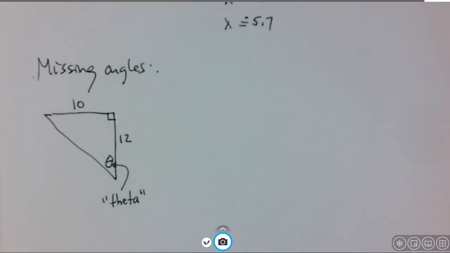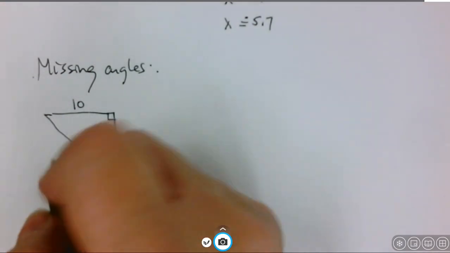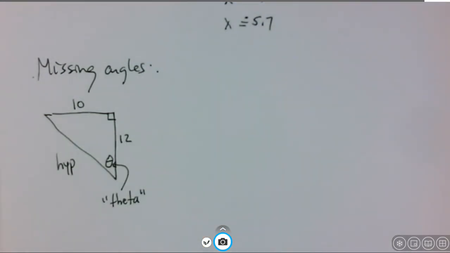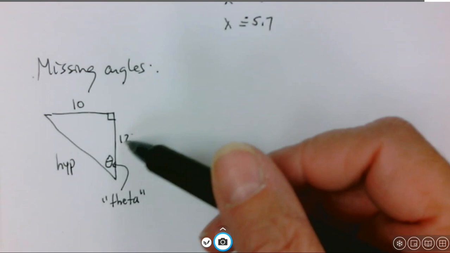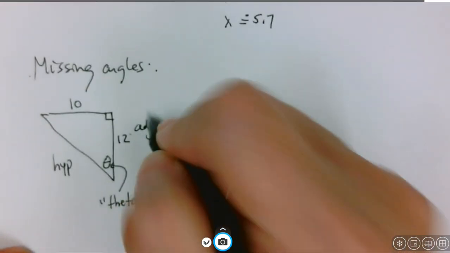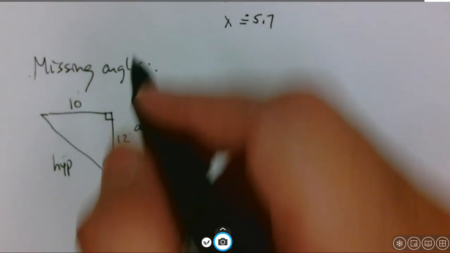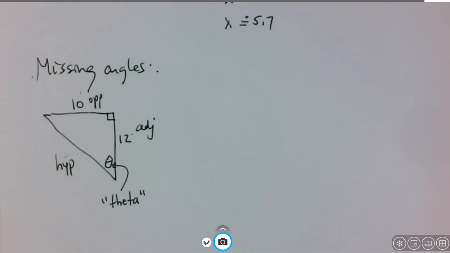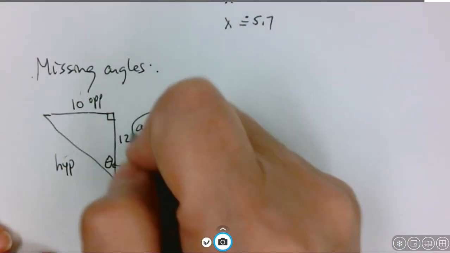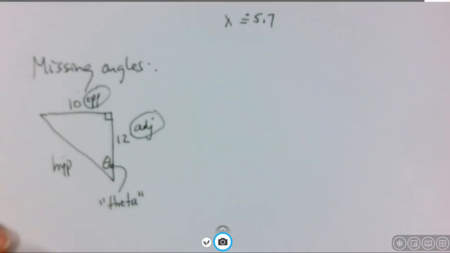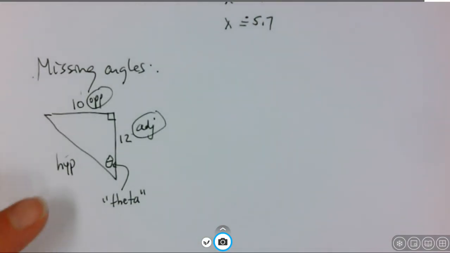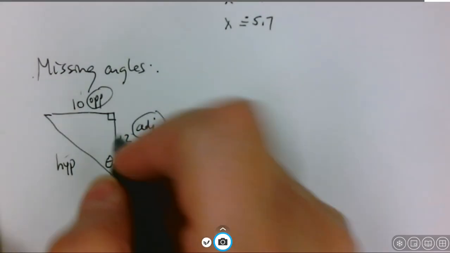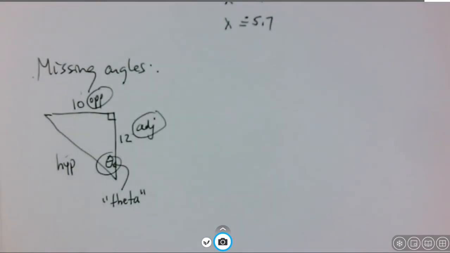I'm going to label the sides opposite, adjacent, and hypotenuse. Hypotenuse is going to be this one because it's across from the 90 degrees. Related to theta, 12 is right beside it, so that's the adjacent. And 10 is across on the other side of the triangle, so that's opposite. Now I've labeled it, let's circle what is involved in the question. Adjacent is involved, opposite is involved, hypotenuse is not involved, because they're not asking for it and we don't know it. But theta is involved because we're trying to find theta.